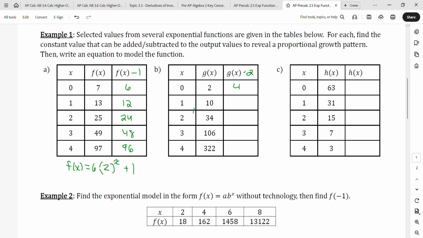4, 12, 36, 108, 324. So here we saw times 2, times 2, times 2, times 2. Here we see times 3, times 3, times 3, times 3.